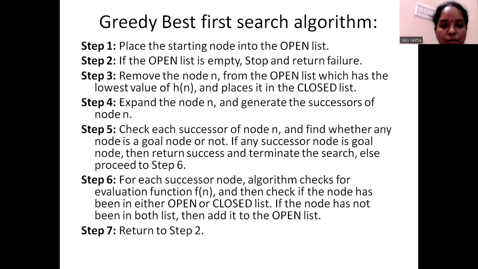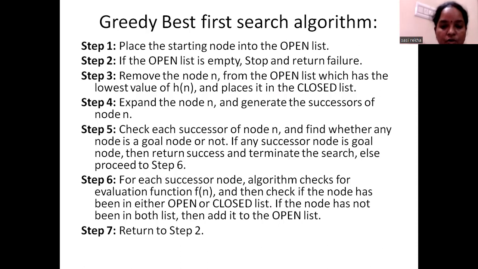Whenever we have the lowest value of h(n), we start the expansion from that particular node. Similarly, you can generate the successors of the node. In step 5, you check each successor of node n and find whether we have met the goal node or not. If any successor is the goal node, then return success and terminate the search. Okay. Else we have to proceed with step 6.